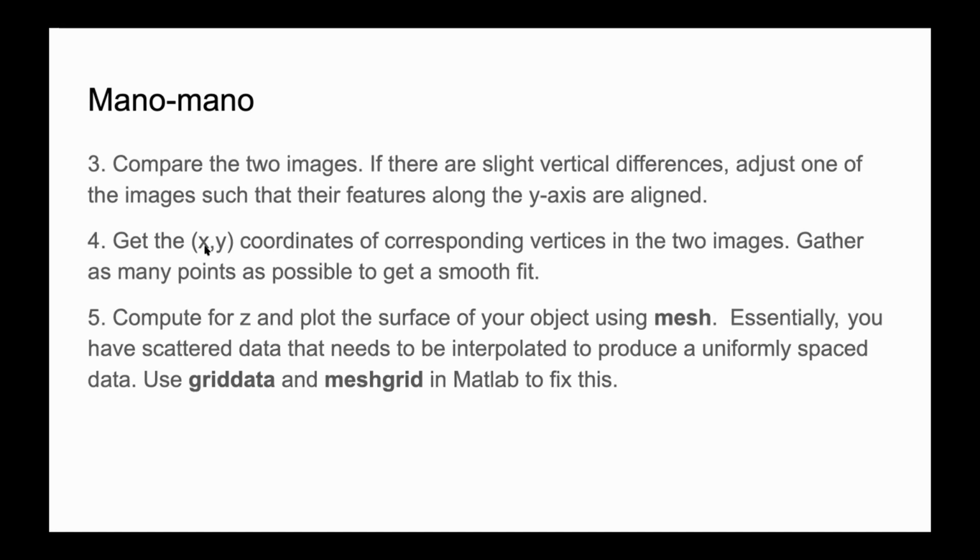Now, eto na. So dalawang image mo, aligned na sila vertically. Maraming corner points yan. Tandaan mo kung saan mo kinuha, get the XY coordinates of corresponding vertices in the two images. So, technically, Y nila medyo pareho, yung X nila mag-iiba. So, yung isa tawagin mong X2, yung isa tawagin mong X1, from the other image. Pero assume natin Y nila pareho. So, gather as many points on the grid as possible to get a smooth fit. Yan. And then, makalculate mo na.